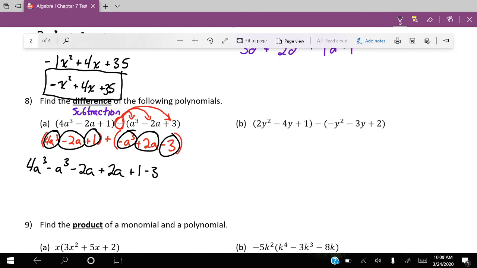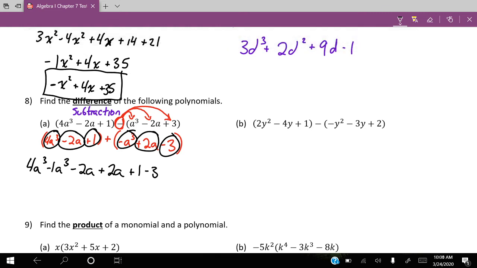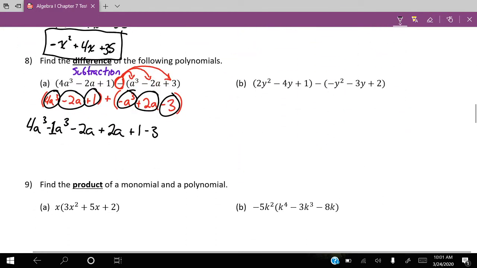So 4a to the third minus 1a to the third. Remember, if it doesn't have a number, it's actually a 1 right here. So 4 minus 1 is simply 3a to the third. Negative 2a plus 2a actually cancels out, so I don't actually have to write anything for that. I could write 0a, but 0 times anything is just 0. We don't have to write plus or minus 0. So these cancel out. The last thing I have to do is plus 1 minus 3. Well, 1 minus 3 is a negative 2, so it's going to be a minus 2. That's all difference is.